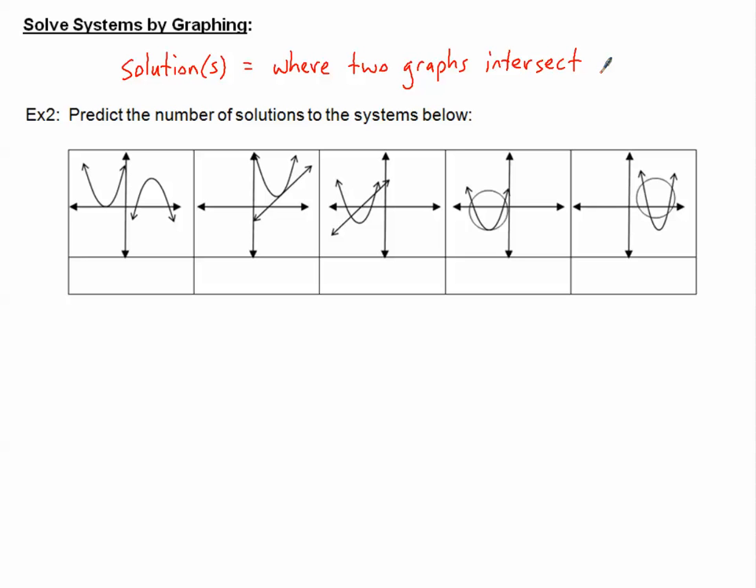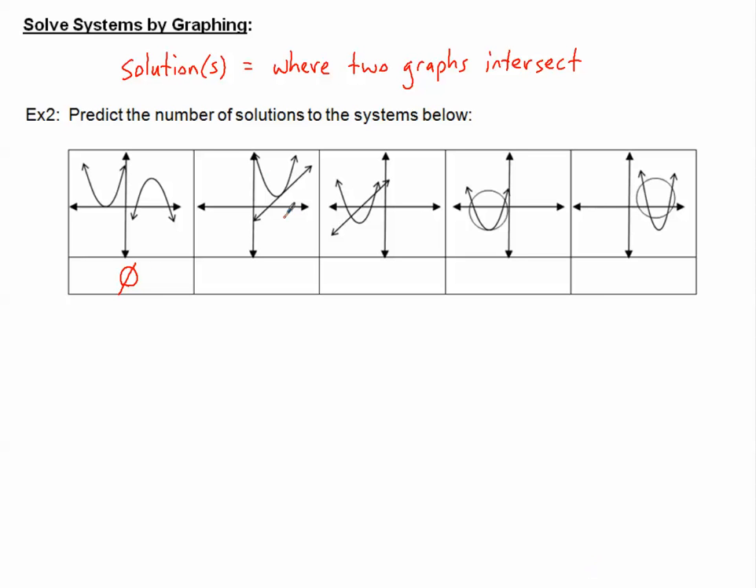So I have 5 cases to look at. In this first case, I've graphed 2 parabolas, and I would like to know where their solution is. Well, clearly these 2 parabolas are never going to intersect. So this is the null set. There are no solutions to this system.